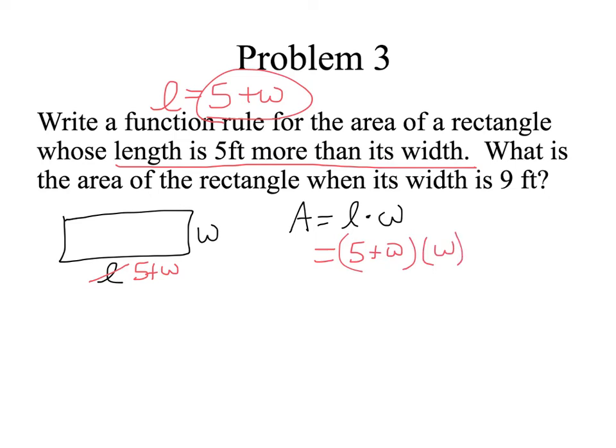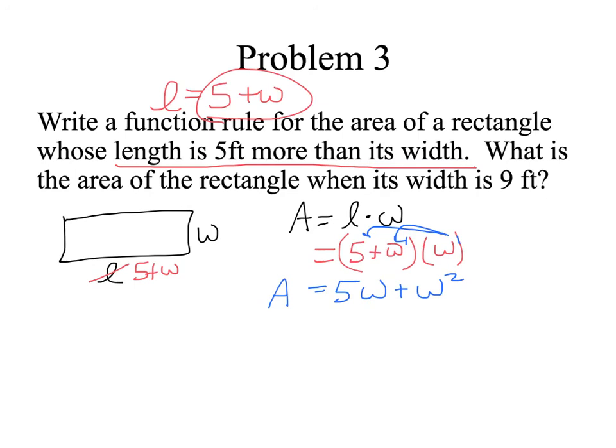Okay, and now we have to use the distributive property. So W times 5 would be 5W, and then W times W, we've only done a little bit of exponents, but when you multiply, you have to add the exponents, and those both have an exponent of 1, so that would be W squared. So our formula would be A equals 5W plus W squared.